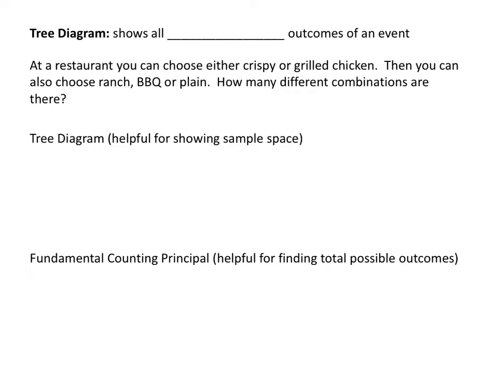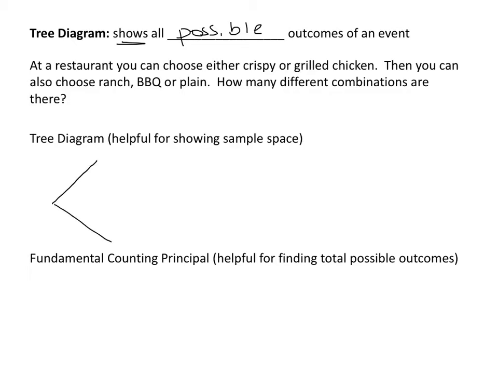use a tree diagram which will show all possible outcomes of an event. For example, at a restaurant you can choose either crispy or grilled chicken. Then you can also choose ranch, barbecue, or plain. So we want to know how many different combinations there are. So we can use a tree diagram. It looks something like this.